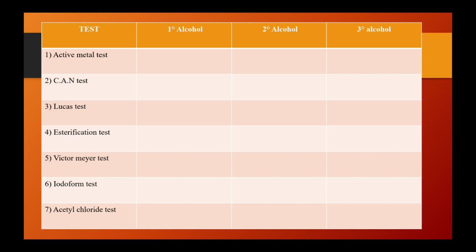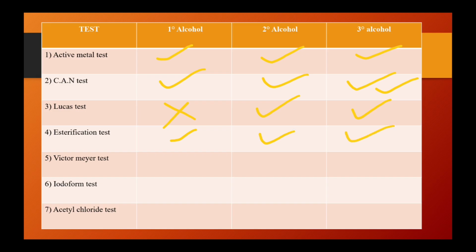Now see which tests we use to find out primary, secondary and tertiary alcohols. The active metal test is given by primary, secondary and tertiary alcohols. The ceric ammonium nitrate test is also given by primary, secondary and tertiary alcohols. Then the Lucas test: tertiary alcohol will give turbidity immediately, secondary alcohol will give turbidity after 10 to 20 minutes, and primary alcohol does not give any turbidity with the Lucas test. Then the esterification test: all the alcohols will give the fruity smell of esters.